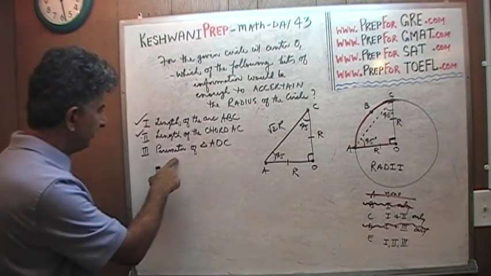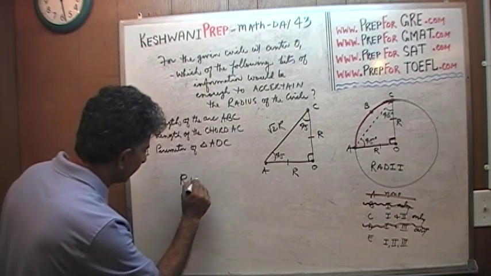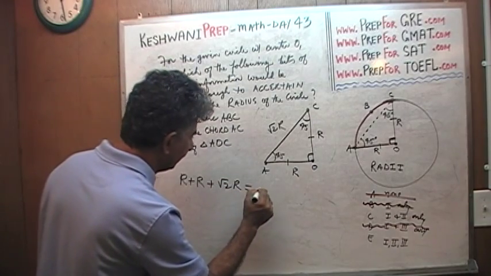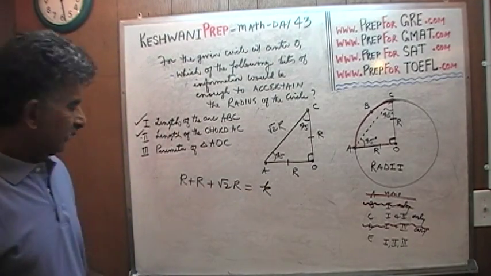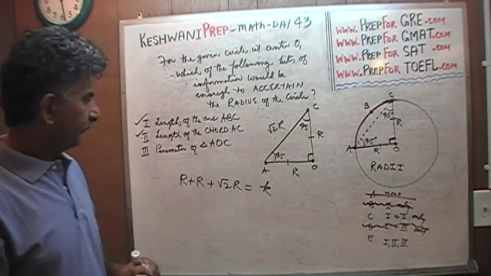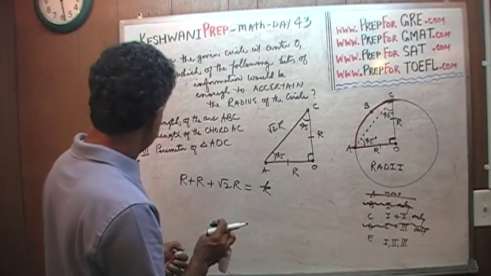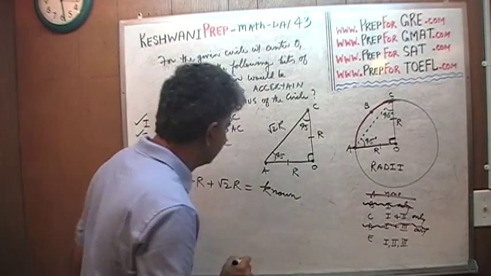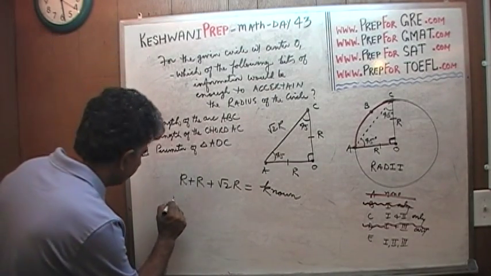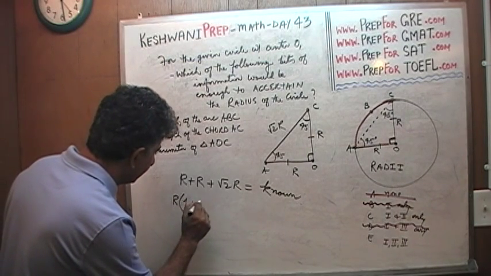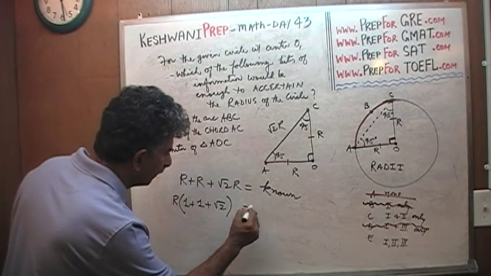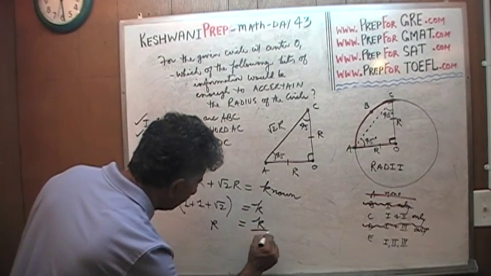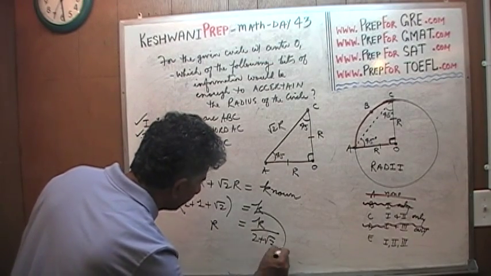Now the question is, if we know the perimeter of AOC, if somebody tells you what this quantity is, R, this side, plus that side, plus root 2 times R, if we know this quantity, K, can we figure out the R from that? K for the known quantity, you see? Of course we can figure out the R from that because we take R common, and you're left with R times (1 plus root 2) equals K. And if we know K, then R would simply be that known quantity K over 2 plus root 2. Voila.